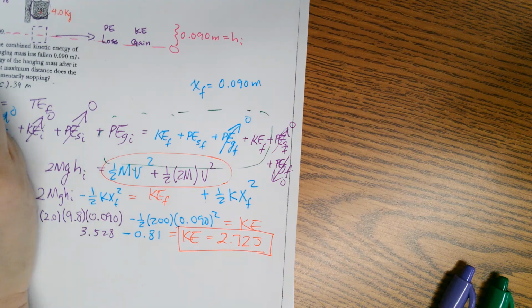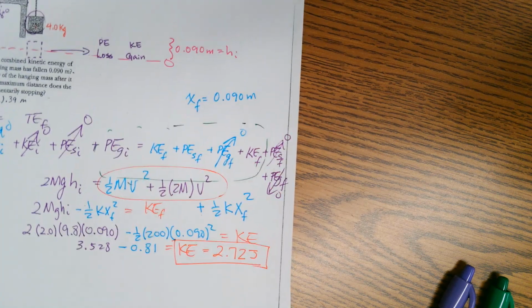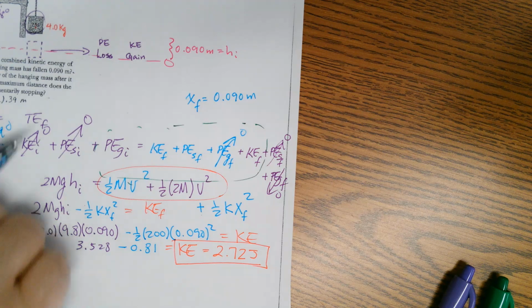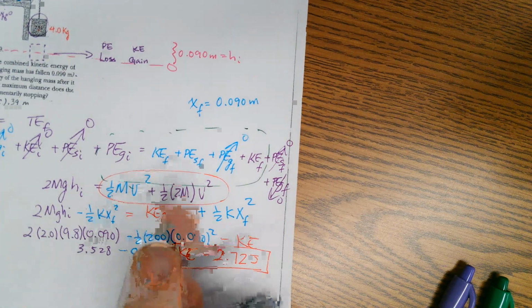So that was part A. What about part B? Well, part B, it says, what is the kinetic energy of the hanging mass after it has fallen that much? You should be able to calculate that out, right?